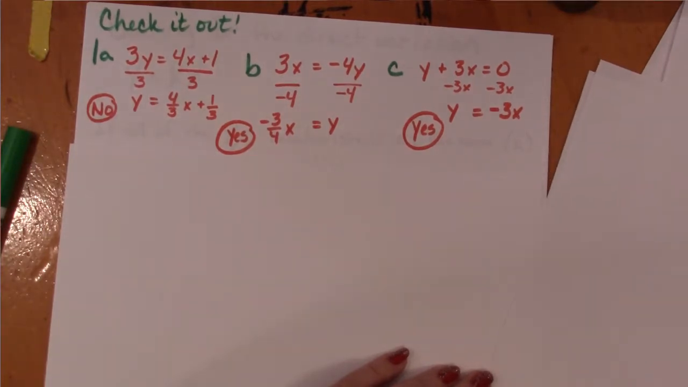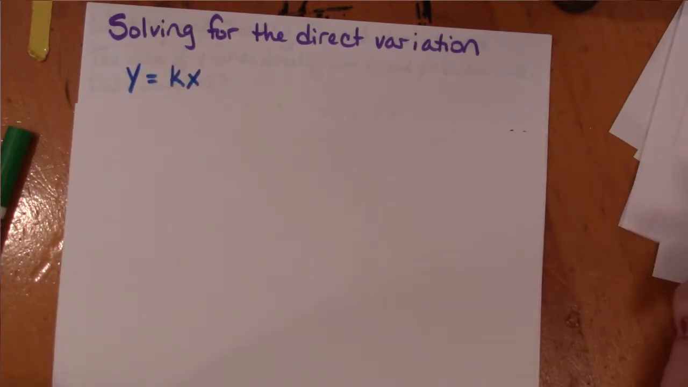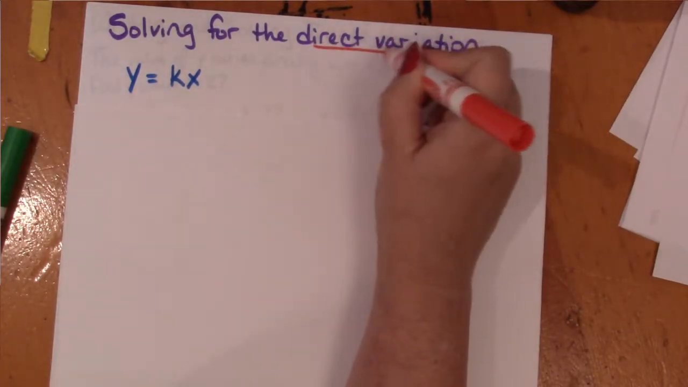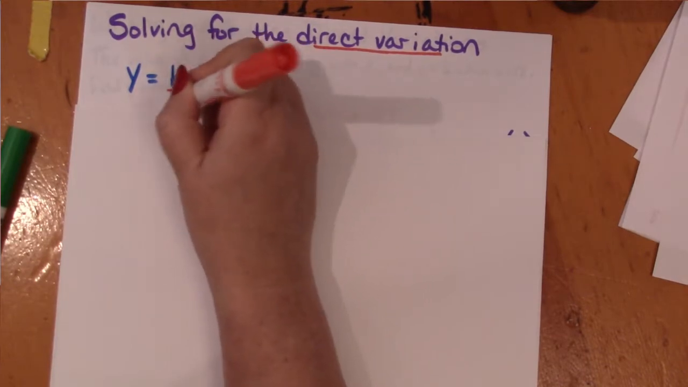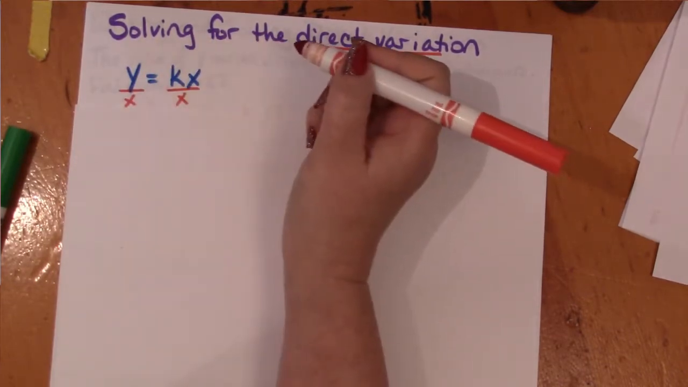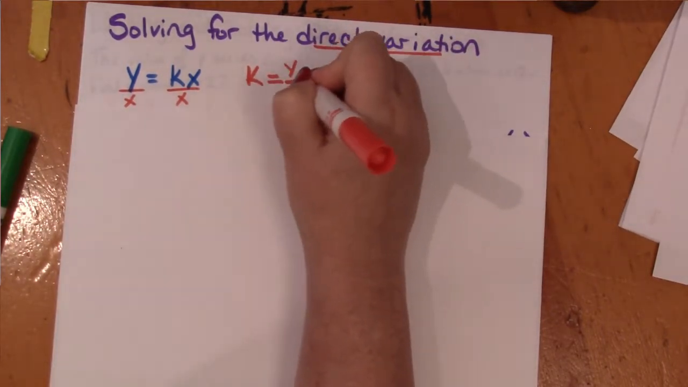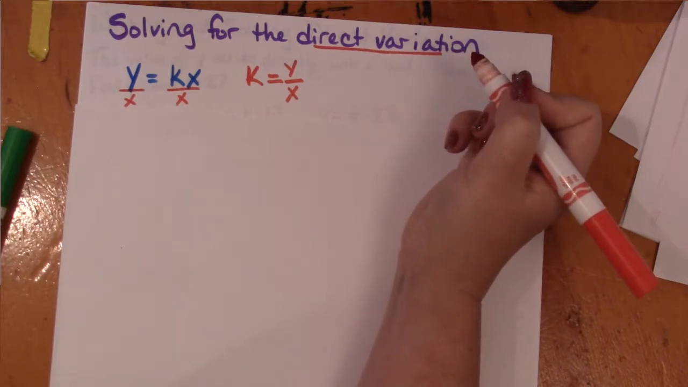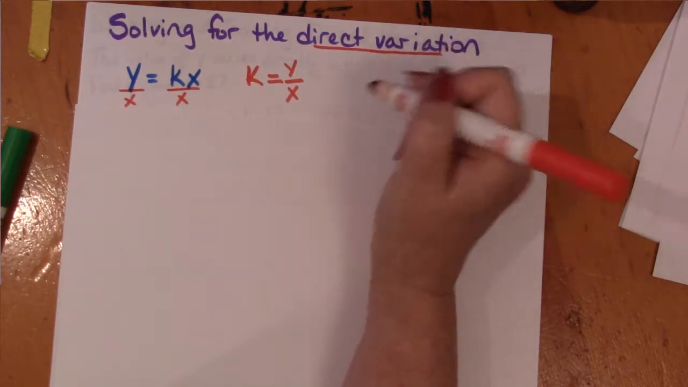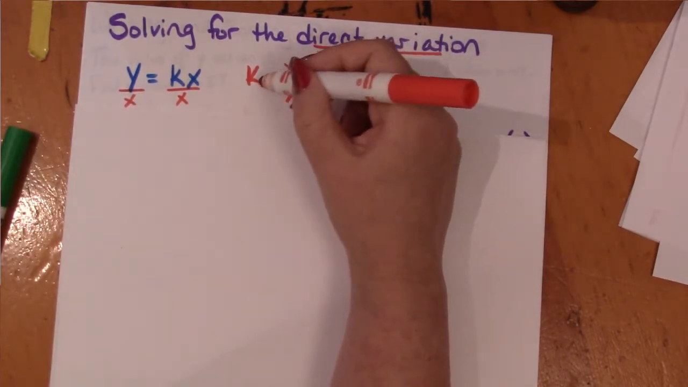The next thing it's going to ask us to do is to solve for the direct variation. Well, we're going to start with y equals kx, but what is the direct variation? What does k equal? Well, if I divide both sides by x, I can tell you that k equals y divided by x. So that's all they want. In a direct variation, if you can do y divided by x, you can solve for k.